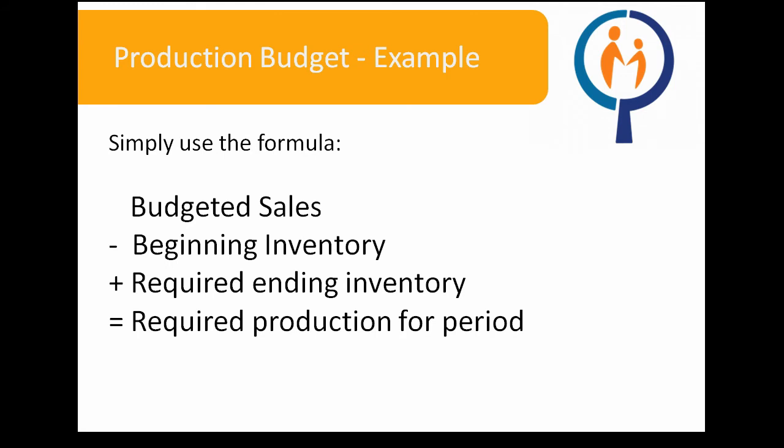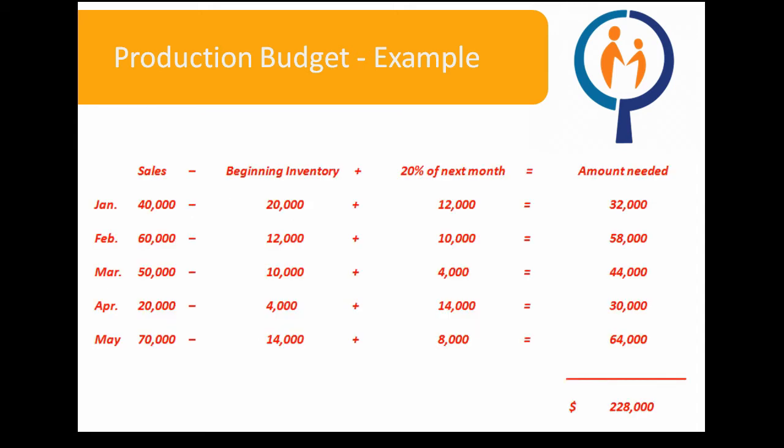In this scenario, we simply have to utilize the formula: budgeted sales minus beginning inventory plus required ending inventory equals required production for the period. A reminder that the budgeted sales figures are given to us in the question. The beginning inventory on hand in January is also given to us in the question.